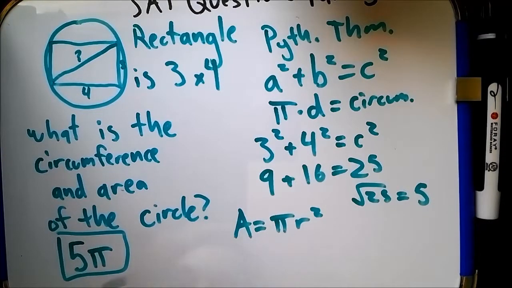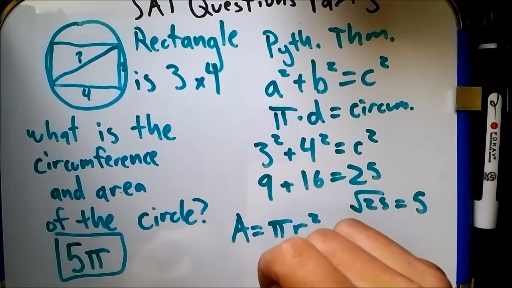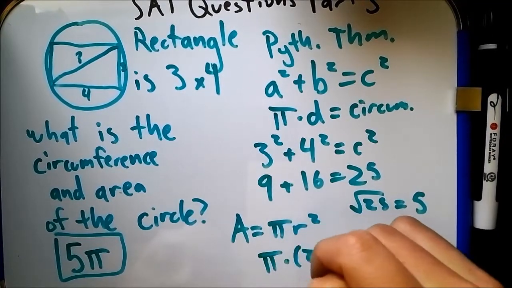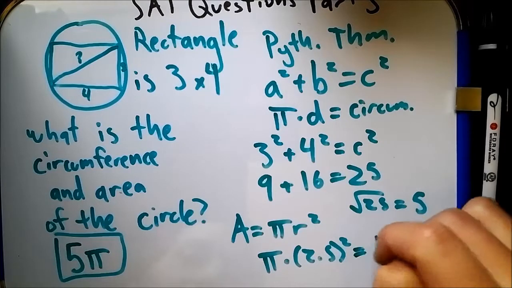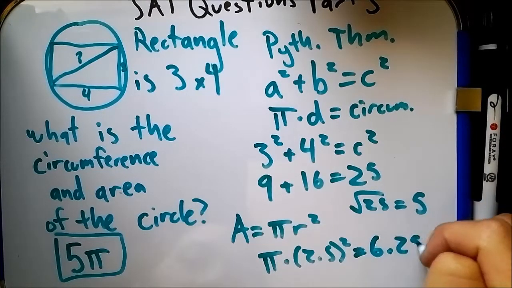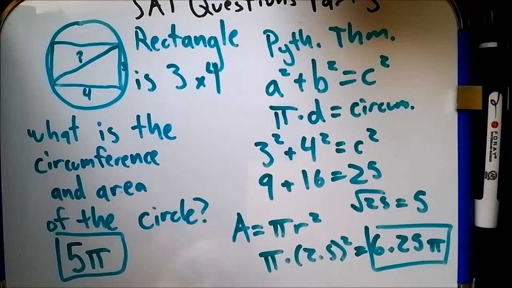So we know that the diameter is 5. If the diameter is 5, the radius is exactly half of that, which is 2.5. So our new formula here is pi times 2.5 squared. Now, 2.5 squared is simply 6.25. So the area is 6.25 pi, and the circumference is 5 pi.